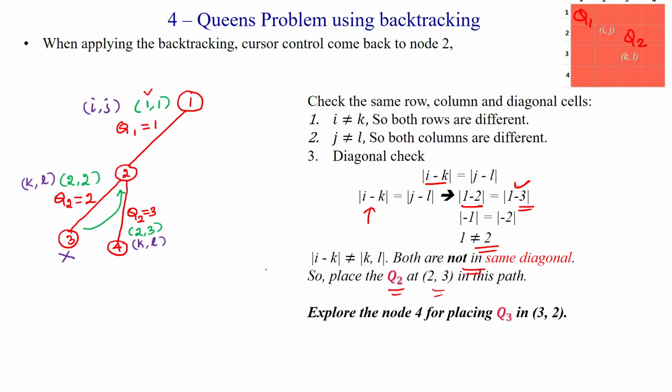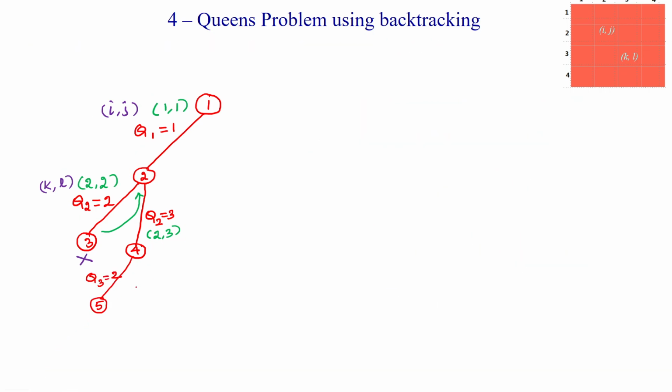Now explore node number 3 to place the queen, which now has two options. The first column has queen 1, the third column has queen 2, so the second column and the fourth column are two possibilities. Based upon that, I am going to select the second column for queen 3. So queen 1 is placed at 1 comma 1, queen 2 at 2 comma 3, and now queen 3 is selecting the second column.